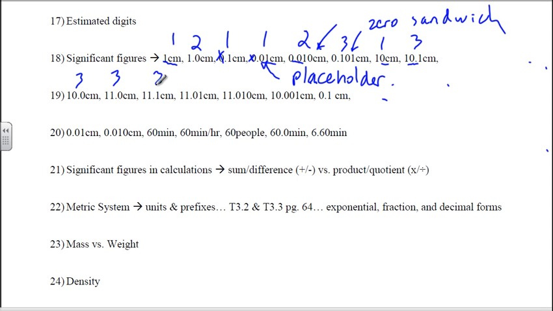11.01, 0 sandwich, it's going to count. That has 4. 11.010, you have a 0 sandwich, that will count. And this 0, it's after a non-zero and it's somewhere after a decimal. Okay, as long as there's a decimal somewhere, so it counts. That has 5.